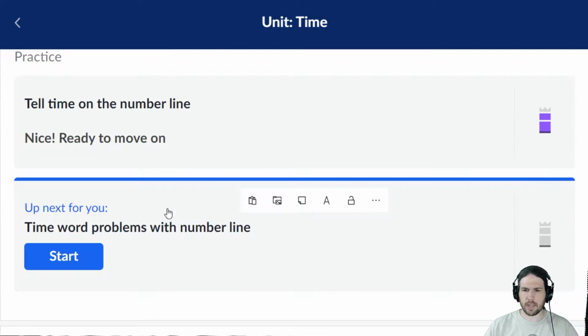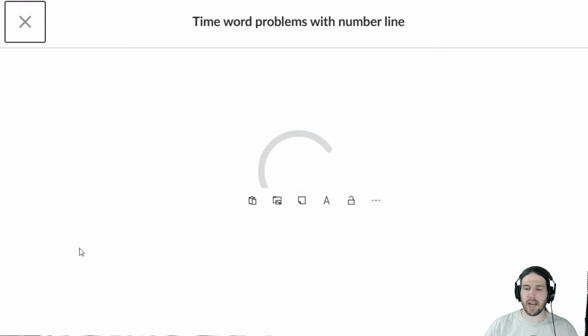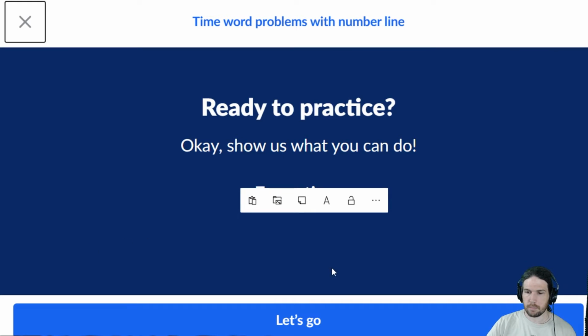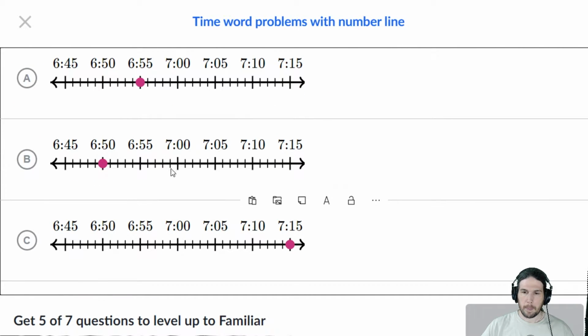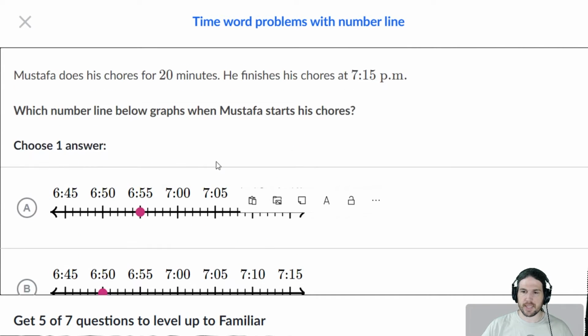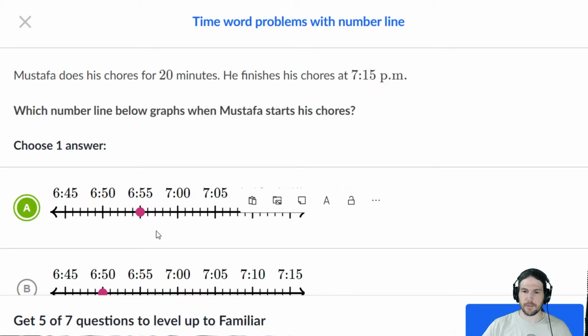Hopefully we're going to start looking at clocks now. No, we've got time word problems on the number line. Mustafa does his chores for 20 minutes. He finishes his chores at 7:15 p.m. So we're going to do 7:15 minus 20 minutes. Which takes us, let's see, where? Minus 5, 10, 15, 20. I think it's 6:55.